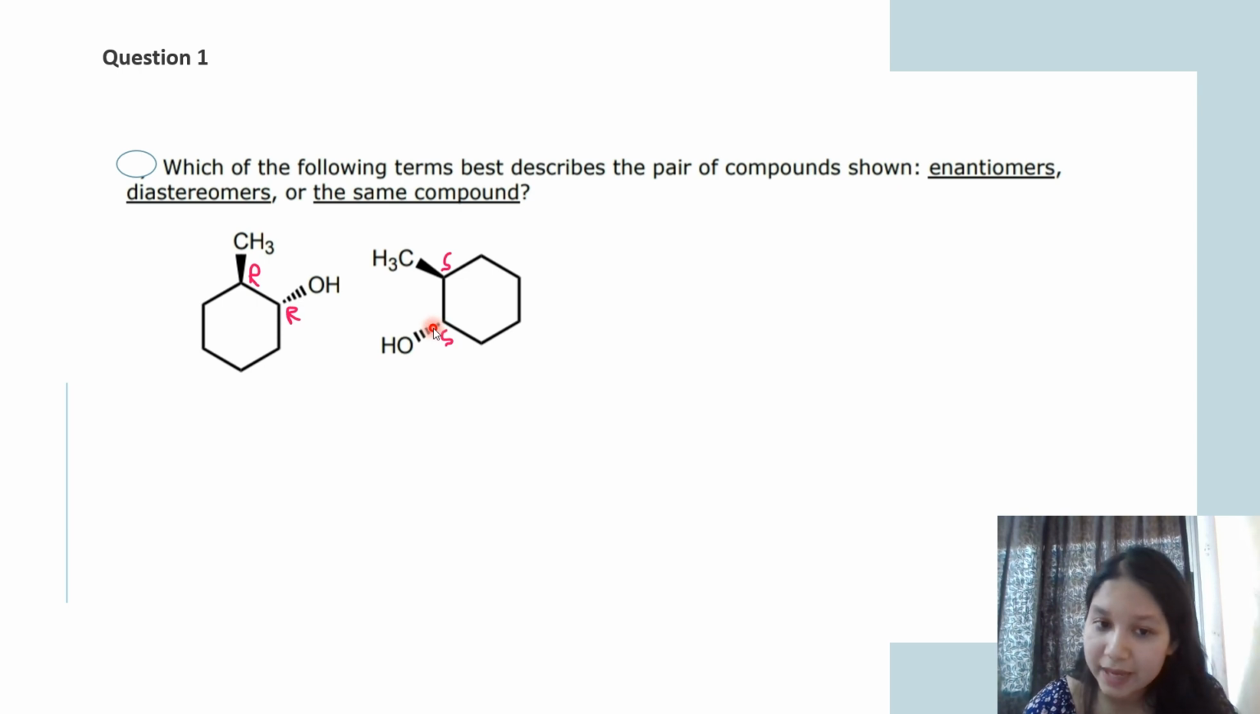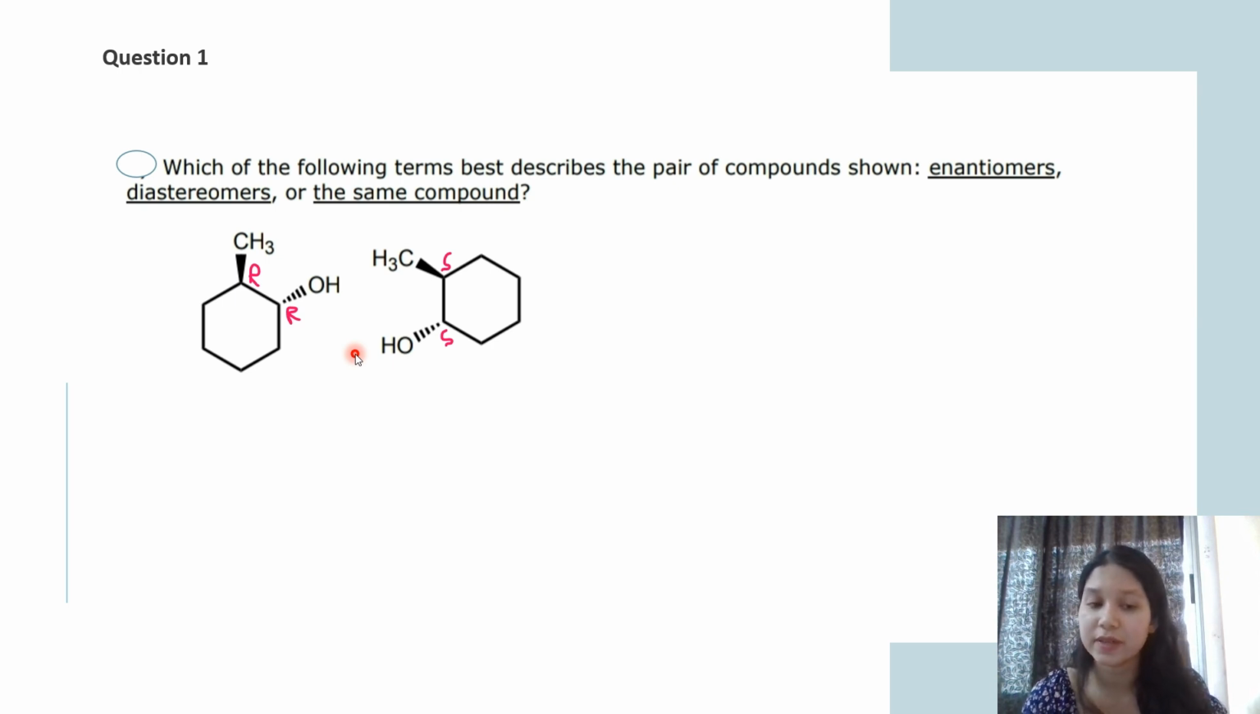So we have a case now where we are moving in a clockwise direction. In this way, 1, 2, 3, we are going in a clockwise direction where the fourth priority group is above the plane. Thus, according to RS nomenclature rules, we have an S configuration in this stereogenic center. So now we have assigned configurations to all the stereogenic centers.